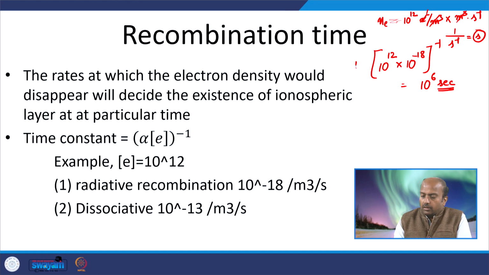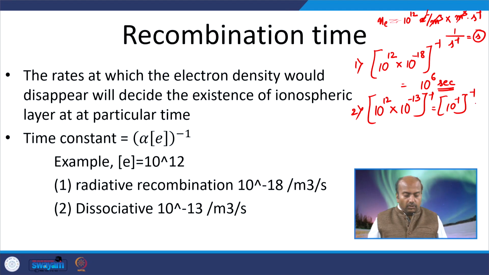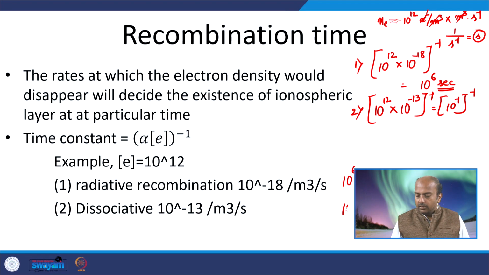And the second one is, this is the first one, the same electron density, 10 to the power of 12 electrons being taken care of by the dissociative recombination with a characteristic lifetime of 10 to the power of minus 13 and taken an inverse, right. So, which is 10 to the power of minus 1 taken an inverse. This is 10 seconds and this is 10 to the power of 6 seconds and this is 10 seconds, right.